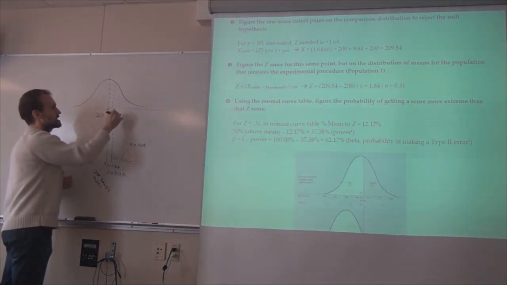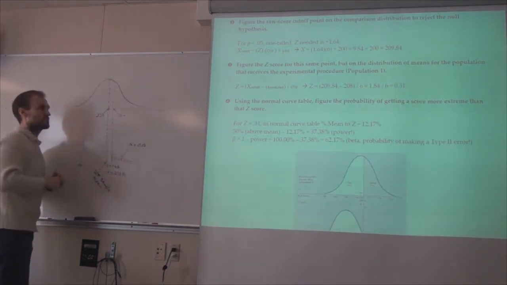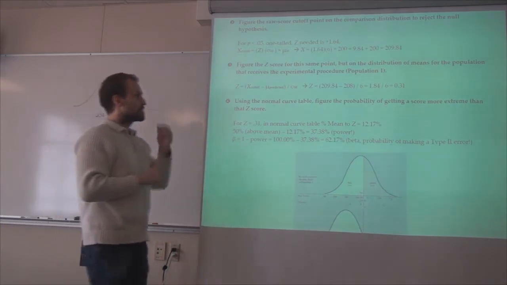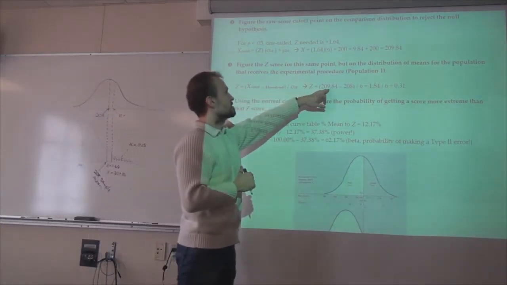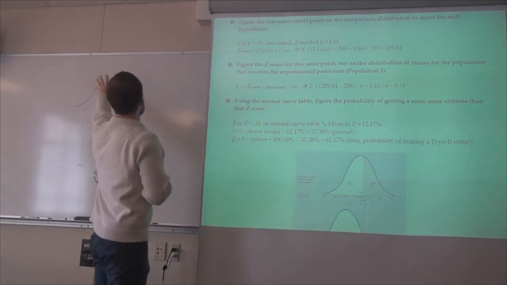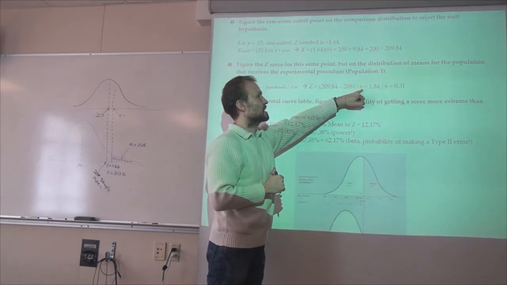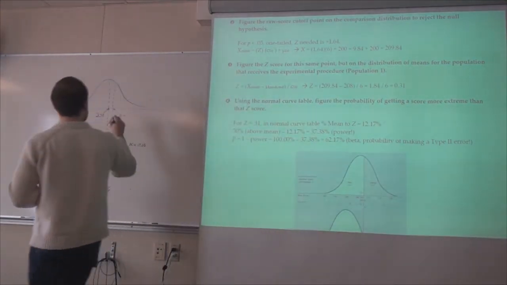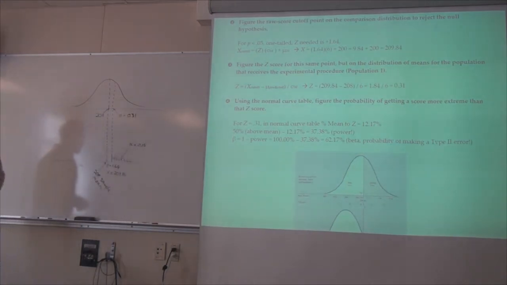I want to know what is the z-score here in this slightly shifted distribution. So I can calculate that as the 209 minus this top mean, which is 208, same standard deviation, and I get a 0.31. 0.31. Okay?